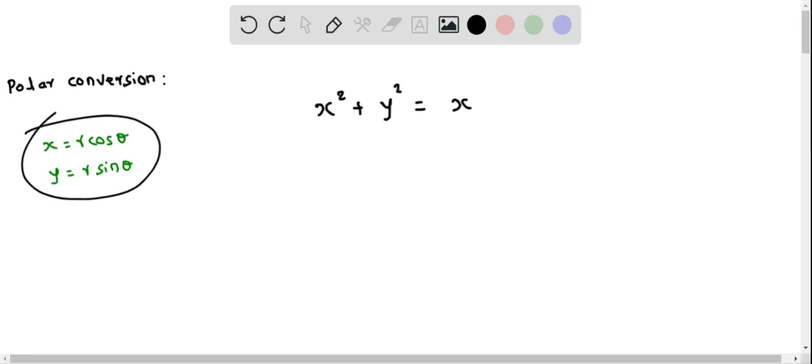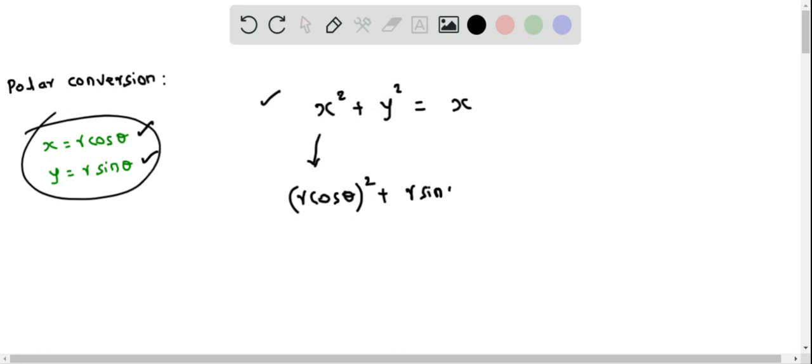We now convert the rectangular equation to a polar equation. For this, we utilize the polar conversion, that is, in polar coordinates, x is basically r cos theta and y is basically r sine theta. So replace x by r cosine theta. Therefore this becomes (r cosine theta) squared plus, replace y by r sine theta.